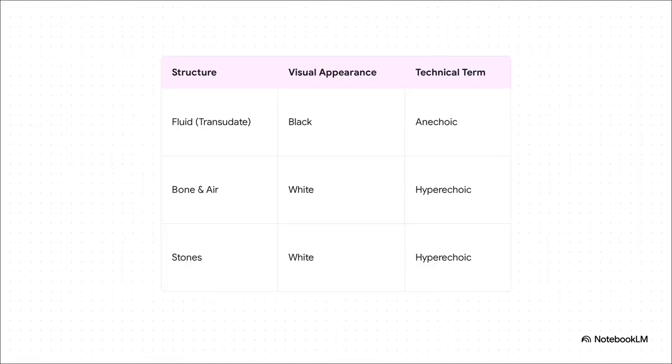So here's how all that physics actually paints the picture for us. Remember that anechoic fluid that lets sound pass right through? Because there are no returning echoes, it renders completely black on the monitor. But those dense, hyperechoic barriers like bone, air, and stones, they're sending massive reflections back so they appear stark white. It's just a stunning visual contrast driven entirely by tissue density.